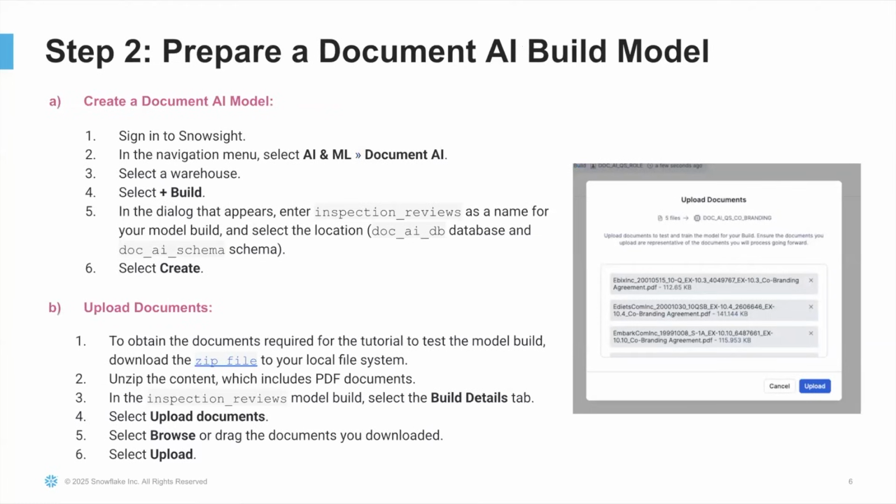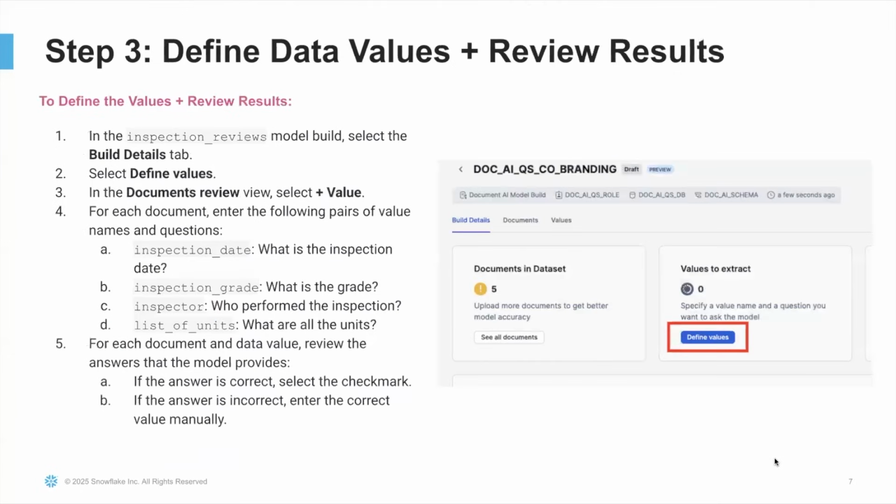Next, the second step is to prepare the Document AI build model. So first, you'll go into Document AI model in Snowsight. That'll be in AI/ML, then Document AI. You'll select a warehouse, select plus build. So this will create your build. And next, once you have that build, you'll want to upload any documents you have. In order to upload the documents, you'll want them on your local file system. So you can just hit upload. And once all of your documents are in here, you're ready to start training your model.